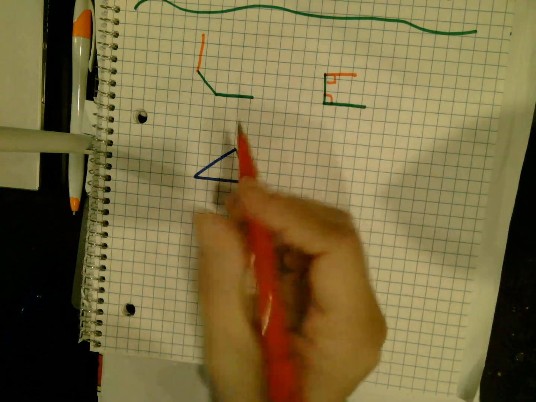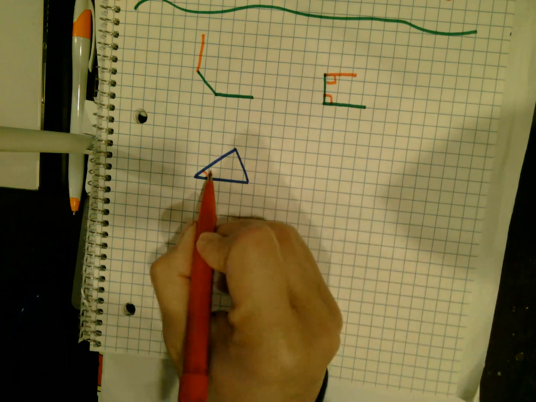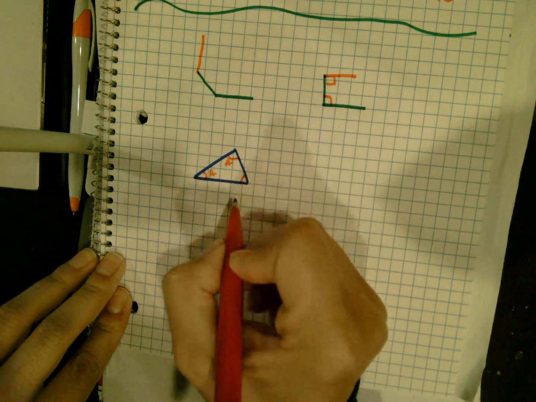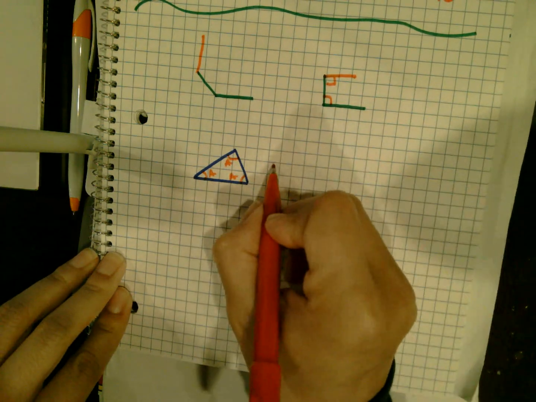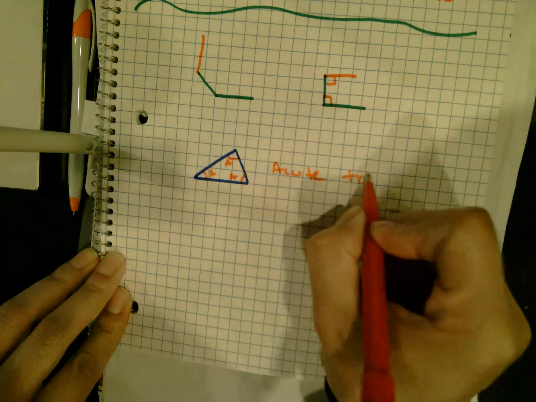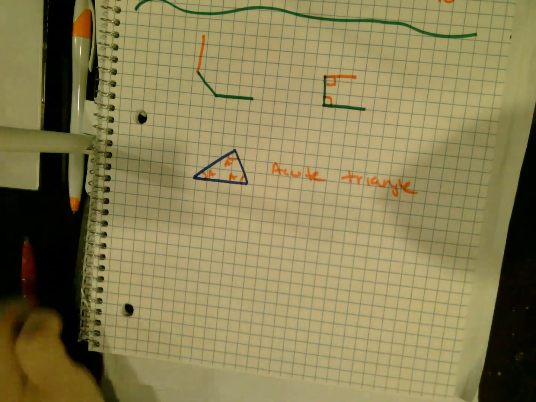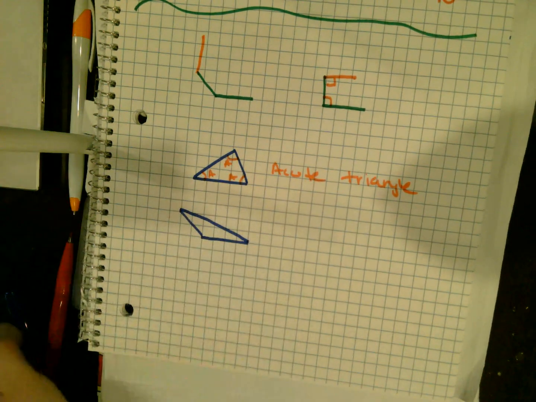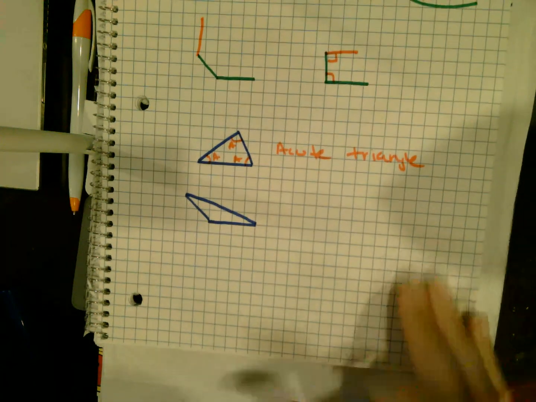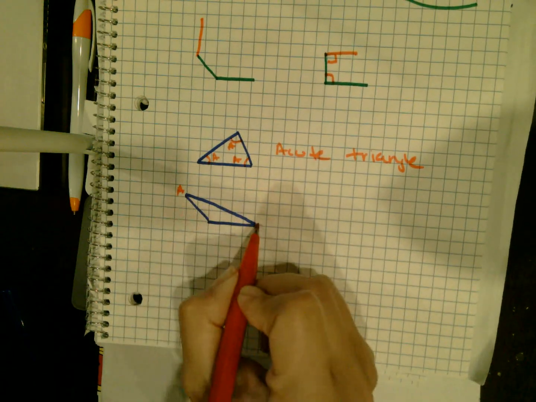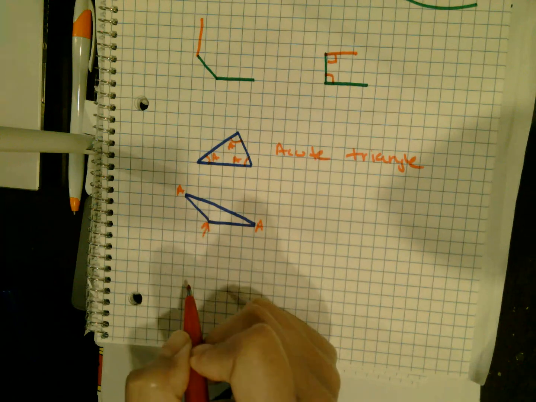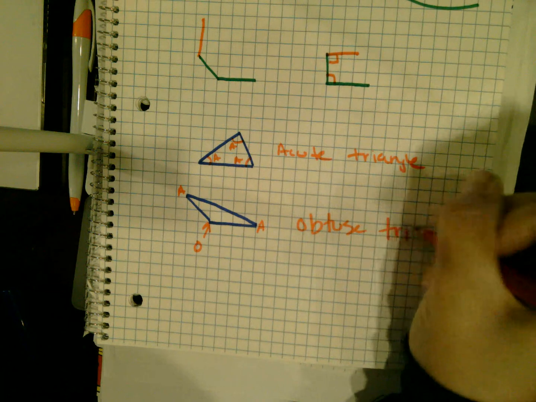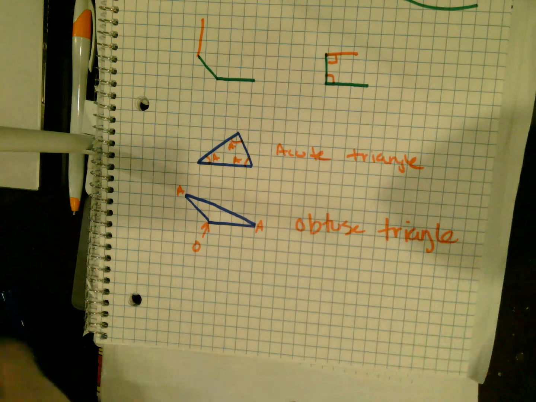Okay, so for example, this one. What do you call it? Well, what does this angle look like? Well, it looks like an acute. What does this angle look like? That's also acute. And this one? Acute. So therefore, this is called an acute triangle. What do you call this one? Well, this one's acute. This one's acute. What about that one? That one's obtuse. So therefore, the whole thing is called an obtuse triangle.